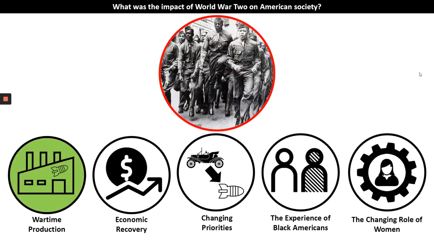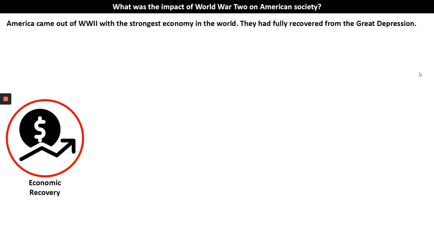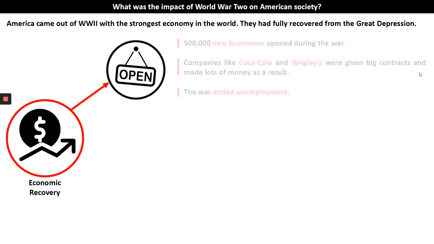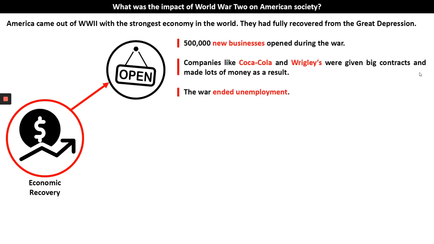So we've looked at wartime production. Let's have a look at the economic recovery this led to in America. America came out of World War II with the strongest economy in the world, and they had now fully recovered from the Great Depression. 500,000 new businesses had opened during the war. Massive companies that we still have today, like Coca-Cola and Wrigley's, were given big contracts and made lots of money as a result. And the war really ended unemployment, reduced unemployment to a very, very low level.